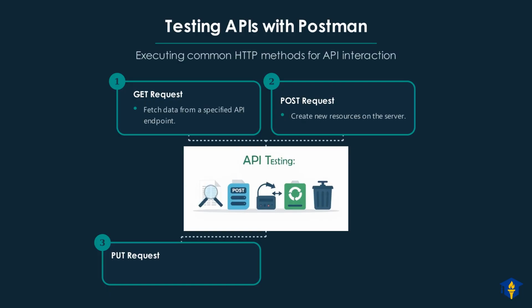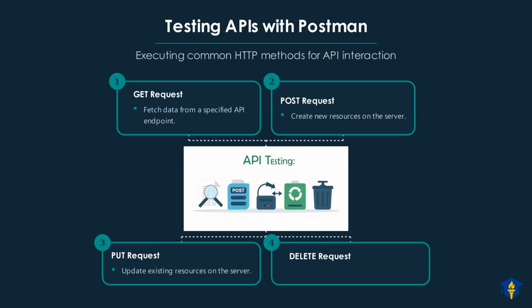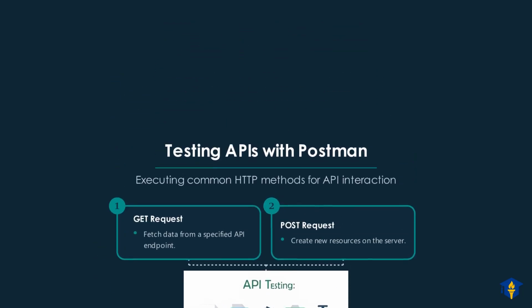Then, there is the PUT request, designed for updating existing resources on the server. A PUT request is used to update existing resources on the server, typically replacing the entire resource. Finally, the DELETE request is used for removing resources from the server. A DELETE request is specifically designed to remove resources from the server, indicating their deletion.